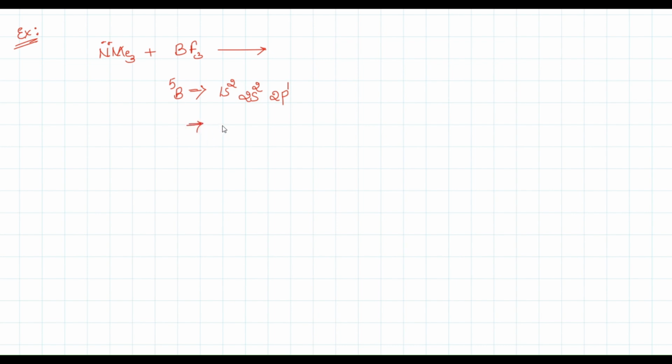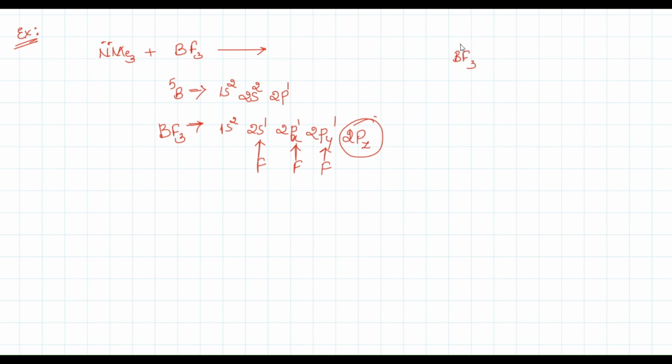For BF3, the 2s electron will shift to 2p. So 1s2, 2s1, 2p1, 2px1, 2py1. Then one fluorine gives one electron to 2s1, that fluorine will give to 2px, and another fluorine will give an electron to 2py, right? Like this, boron has sp2 hybridization. Okay, it has 2pz as vacant, right? 2pz as vacant.